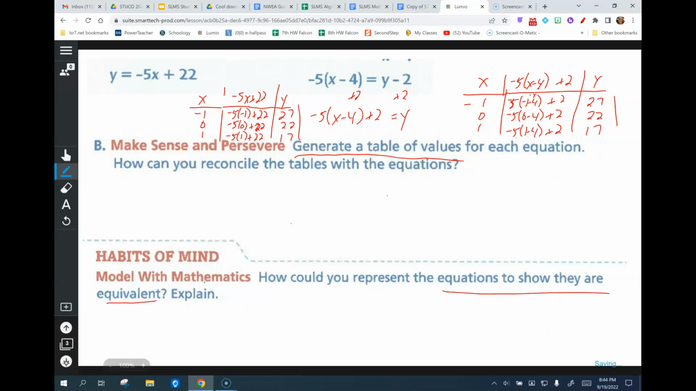Now, it says, how could you represent the equations to show that they are equivalent? Well, we kind of started it right here. Look at this equation right here. We solve for y. So couldn't we just simplify what's right here? By simplifying, I'm going to get -5x plus 20 plus 2 is equal to y. Combine like terms, I get -5x plus 22 is equal to y. So these are both linear equations, and you can see we're going to get the same thing if we simplify this one right here. Okay, good.